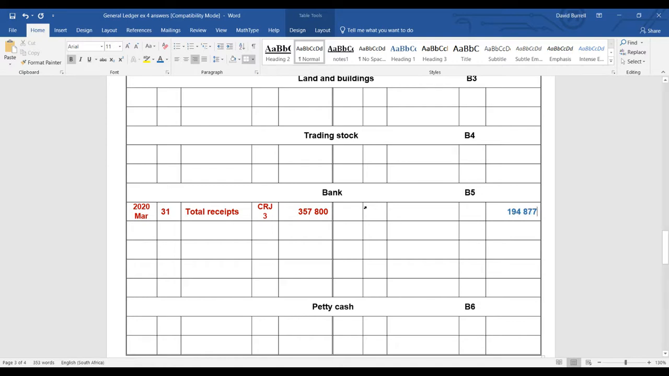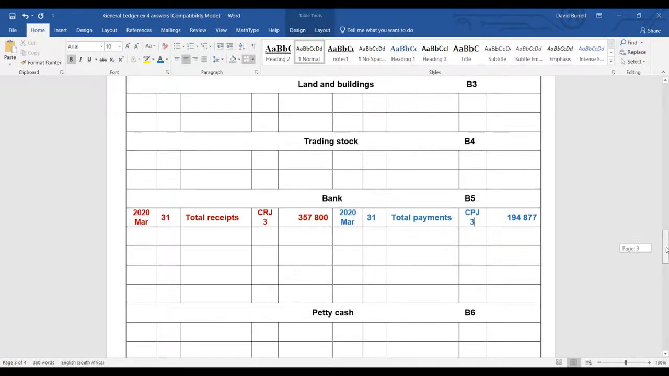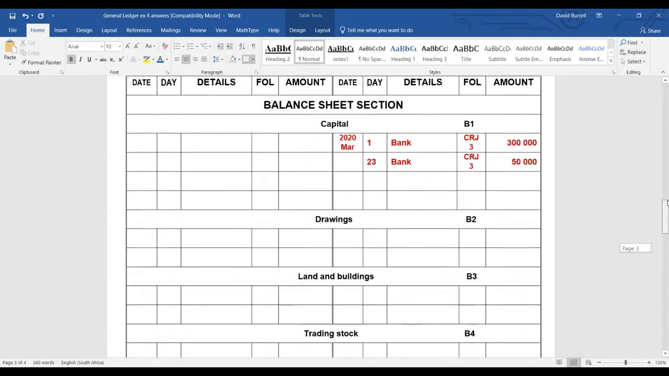194,877. Okay, so let's just go and put all the other information in. So the year and the month. Here's a column total, so it's the 31st. And this, of course, is total payments because it comes from the cash payments journal. And that is CPJ, and it was for March, so it's CPJ3. So that's the total of our bank column that has been posted to the bank account in the general ledger.